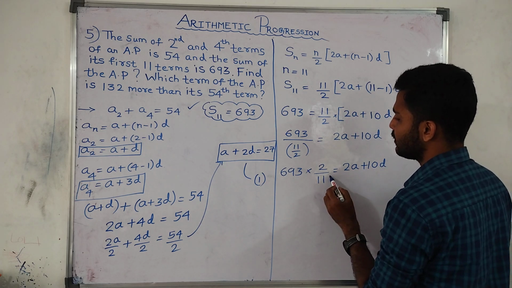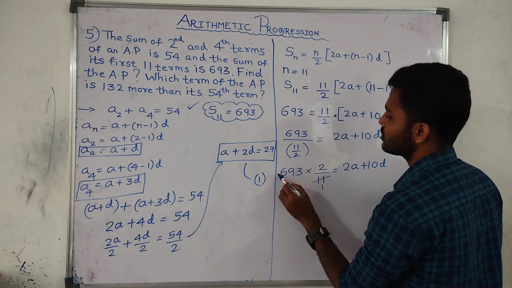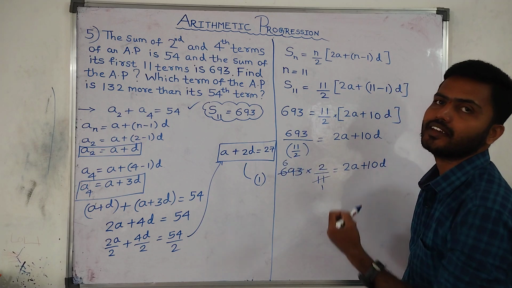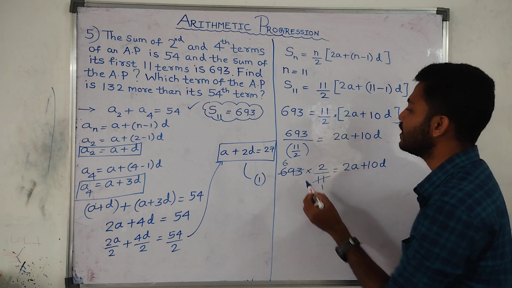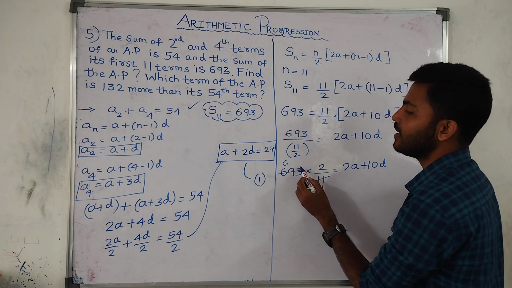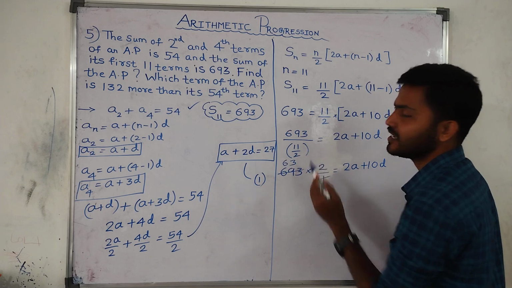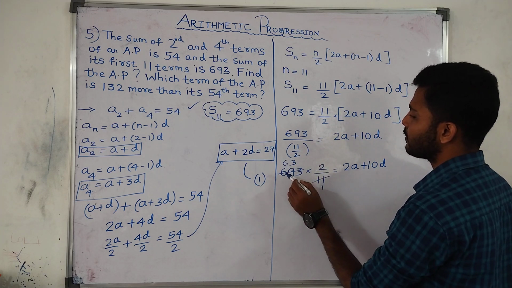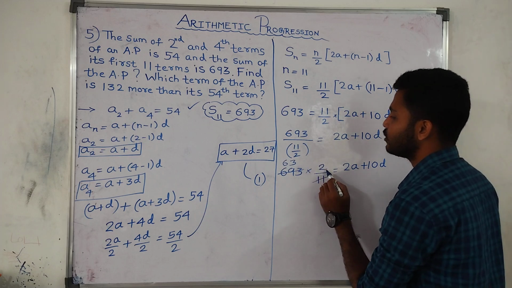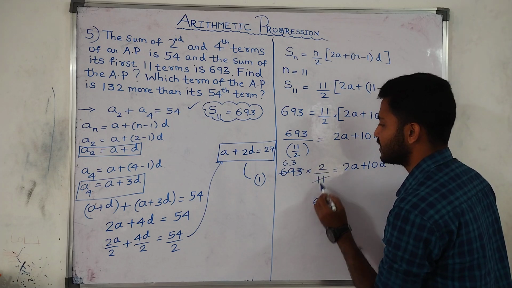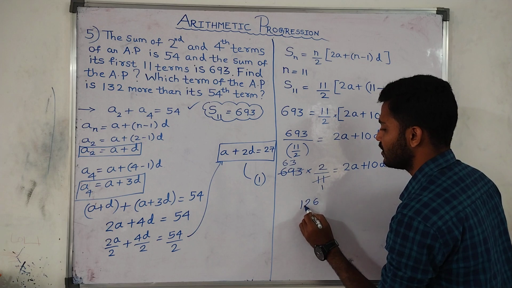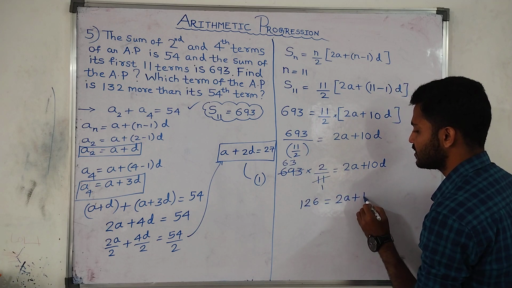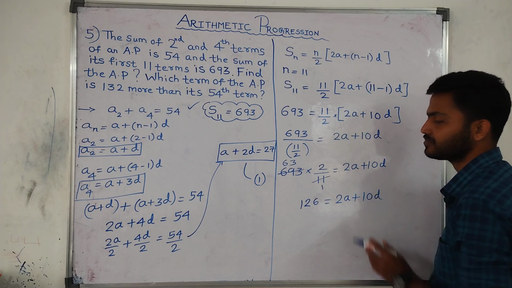Okay, let us try and simplify. 11 1 times 11, 6 times is 66. So 69 minus 66 is 3. So now this becomes 33. So 11 3 times is 33. Correct? So now this was completely divisible. So 63 into 2. So 2 times 3 is 6. 2 times 6 is 12. So 126 is equal to 2a plus 10d.